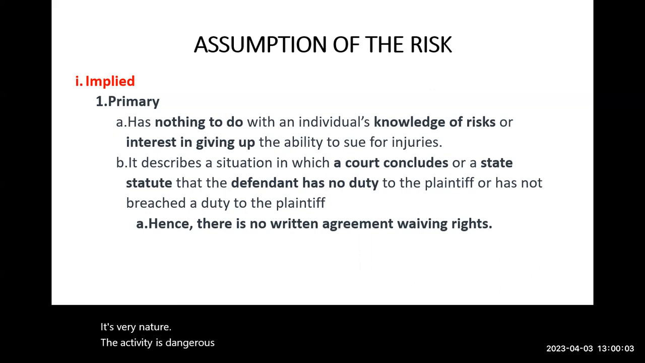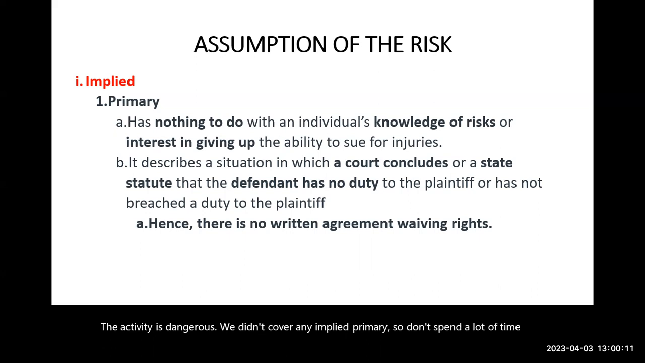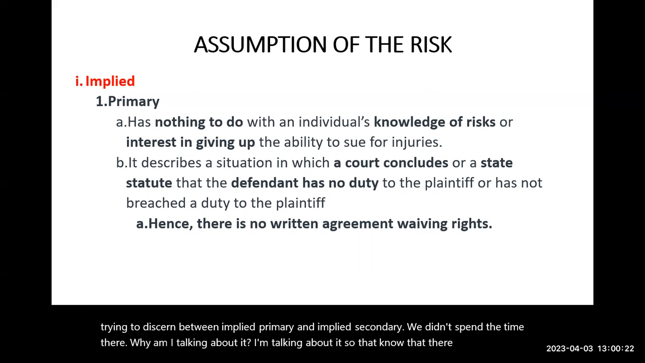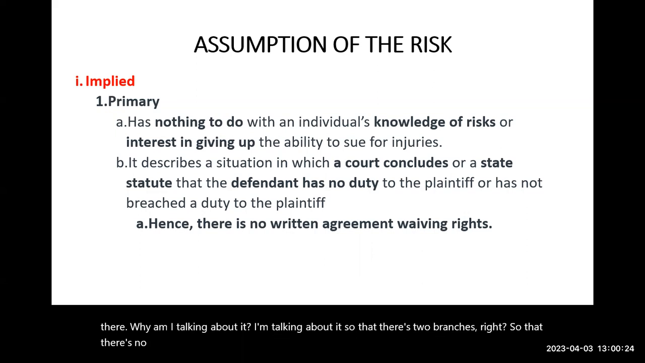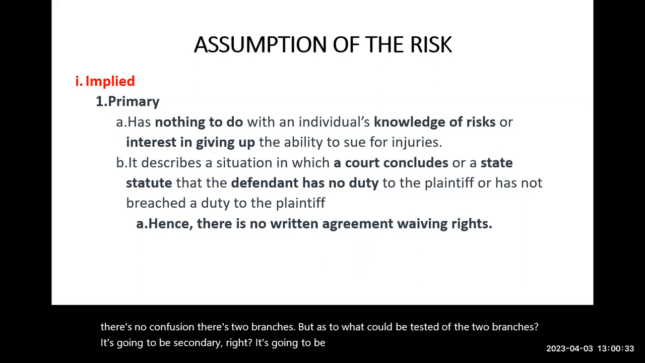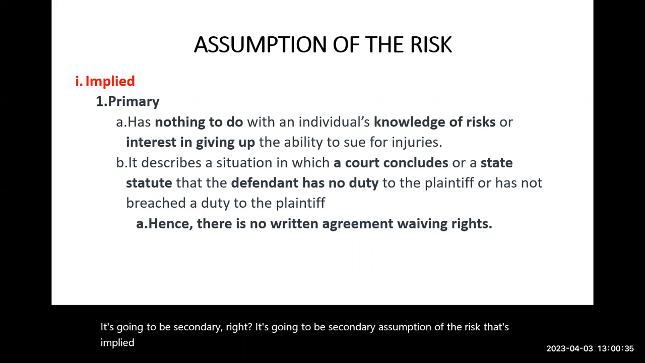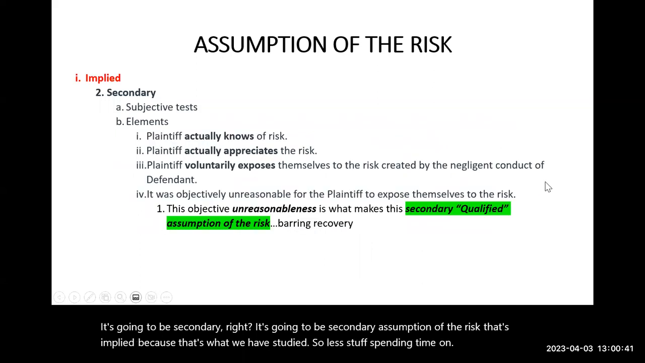We didn't cover any implied primary, so don't spend a lot of time trying to discern between implied primary and implied secondary. We didn't spend the time there. Why am I talking about it? I'm talking about it so that you know that there are two branches, so that there's no confusion. But as to what could be tested of the two branches, it's going to be secondary assumption of the risk that's implied, because that's what we have studied. So let's stop spending time on primary and let's look at secondary.